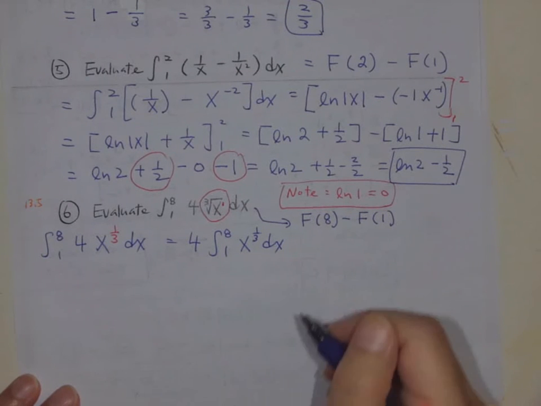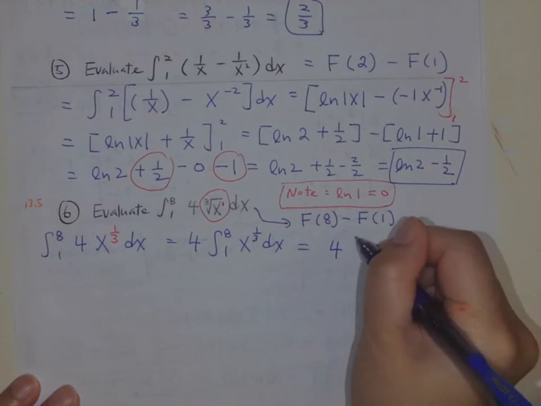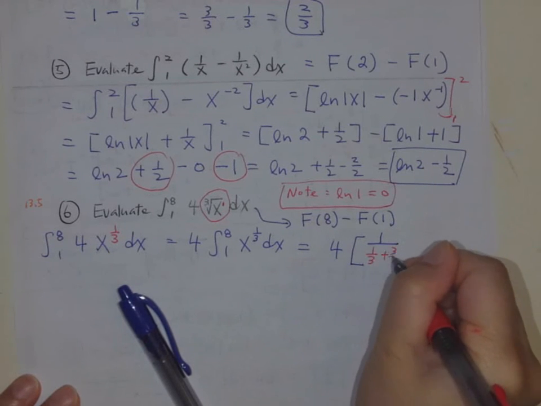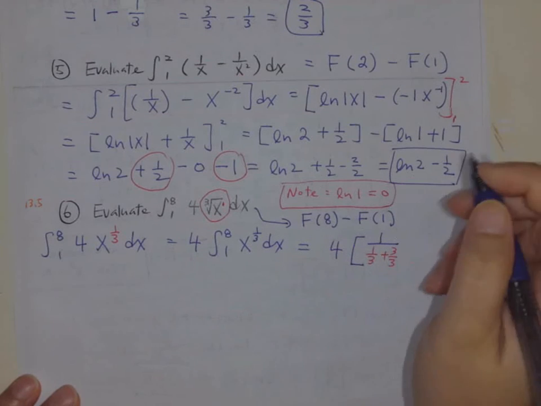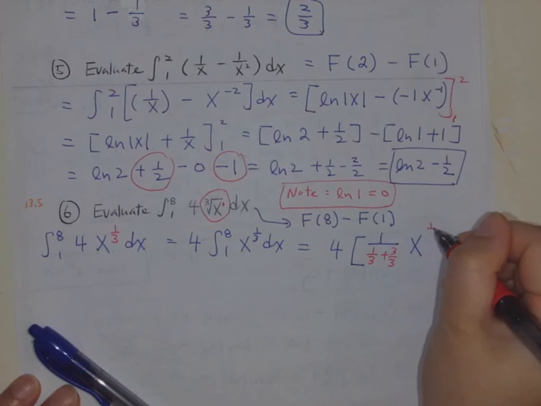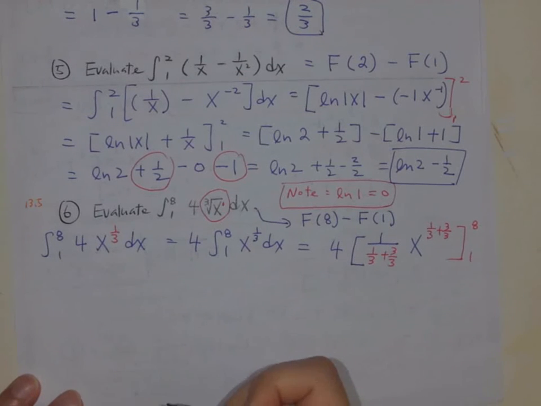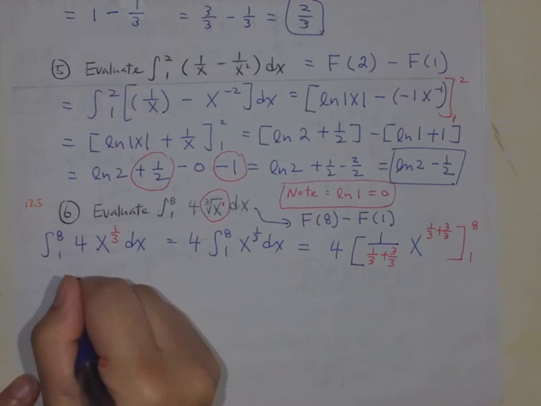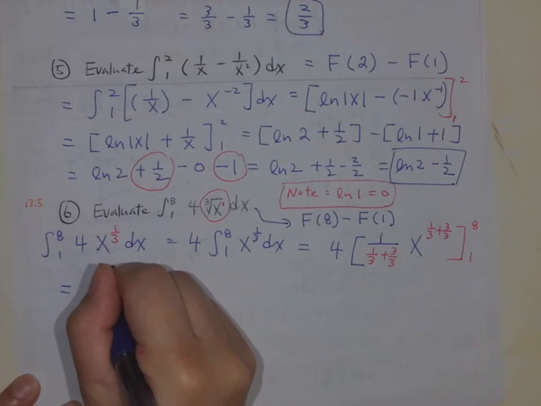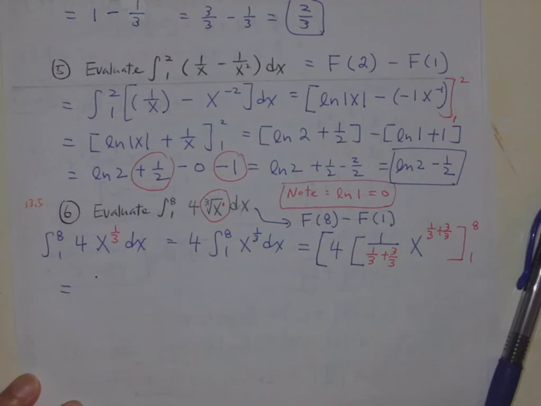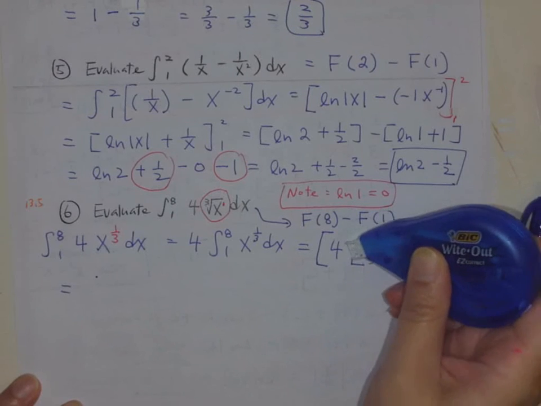Okay, I need to take the integral of that, so I need to be careful. 4 times 1 over 1/3 plus 3 over 3, and then also x raised to 1/3 plus 3 over 3. And don't forget to put the upper limit and lower limit there. Okay, so what do we get now? So we got 4. I really should put the parenthesis here. Sorry about that. So the whole thing we plug it in, right? Let's do that.